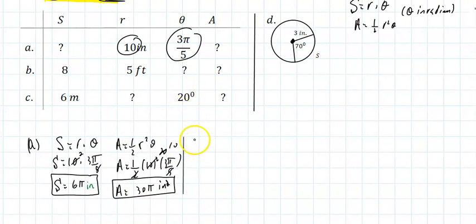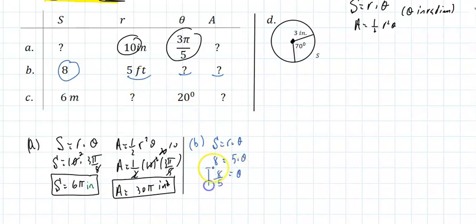Example B. I'm missing the angle and the area, but I know that S equals R times theta. What's S? In this case, S is 8. I should have put feet on it. That's okay. R is 5. That's given. What's theta? Theta is 8 over 5 radians. Done.